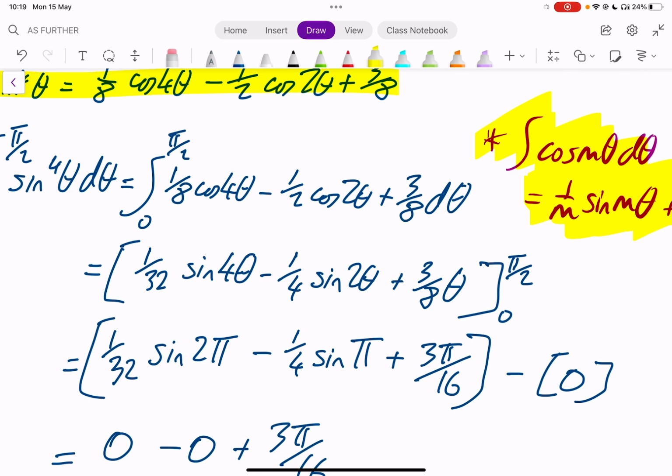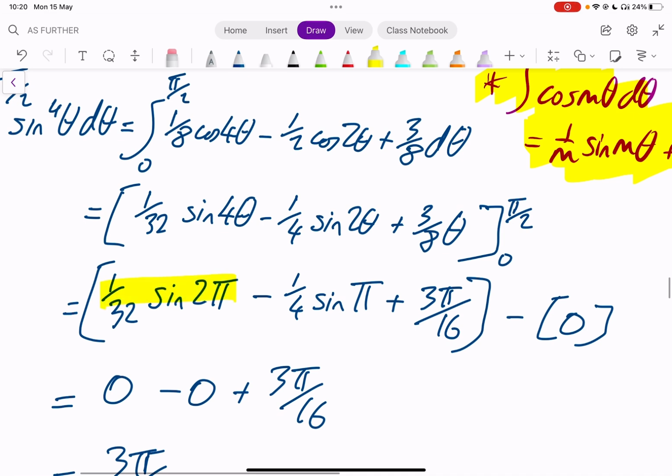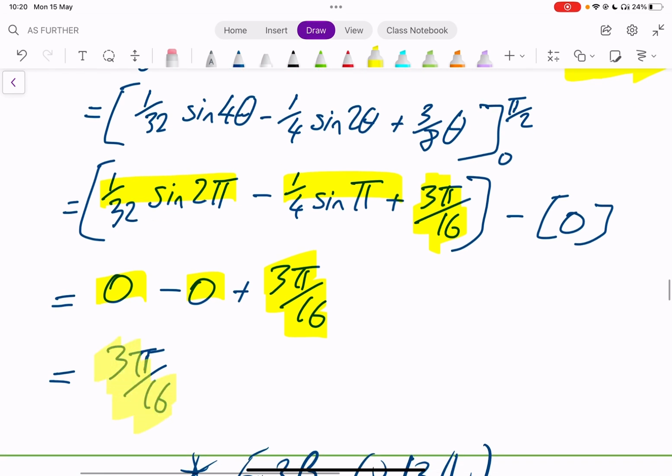The first bracket here is what I get when I put in pi over 2. So it's 1 over 32 times sine of 2 pi minus a quarter times sine pi plus 3 pi over 16. And then put 0 into it. Sine of 0 is just 0, and 3 over 8 times 0 is just 0, so it just goes to 0. Next line, this thing just becomes 0. Use your calculator in radians mode just to check that if you need to. And then my end result is that the whole integral just becomes 3 pi over 16. And that is us done.